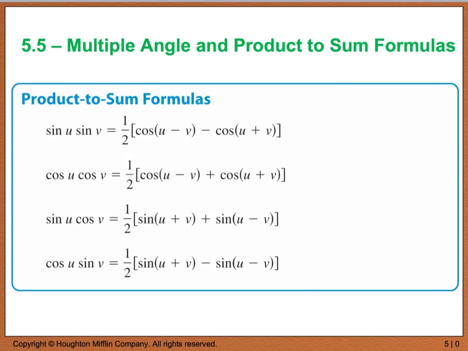Next, we have a list of product to sum formulas. And this is just different combinations of products. You have sine u times sine v equals this. Cosine u times cosine v equals this. Sine u times cosine v equals this. And cosine u times sine v equals all this. Kind of like the sum properties that we had in section 5.4. Again, all of these formulas will be given to you. You just have to know how to use them.